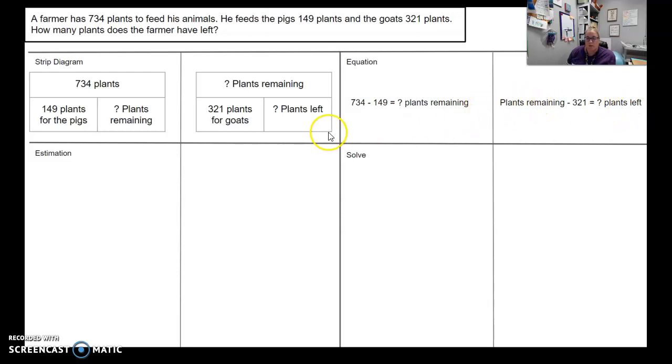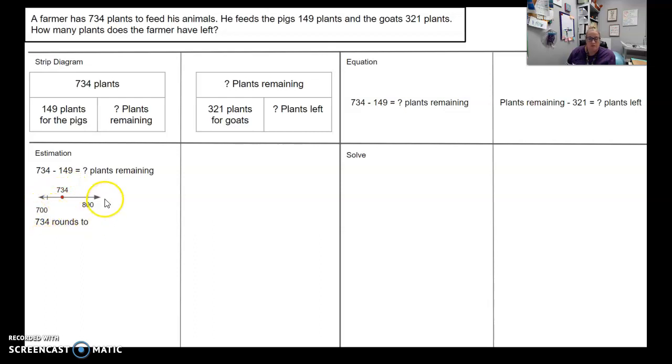So we're going to start with our estimation again. So I'm going to go ahead and bring my equation for my first step down. And like we've been doing, I'm going to round as my form of estimation. So I'm going to round 734 and 149 to the nearest hundreds. So I'm going to start with 734. So I have 734 somewhere right here.